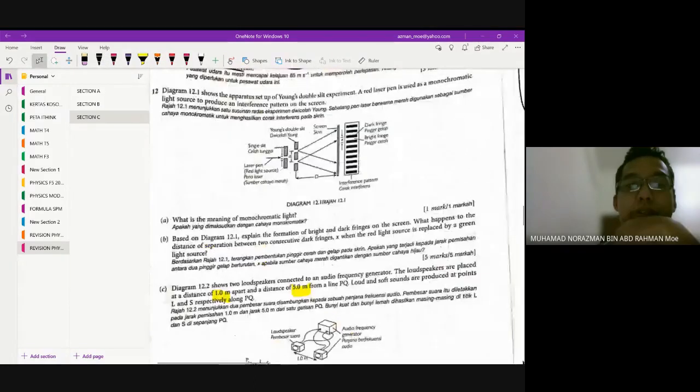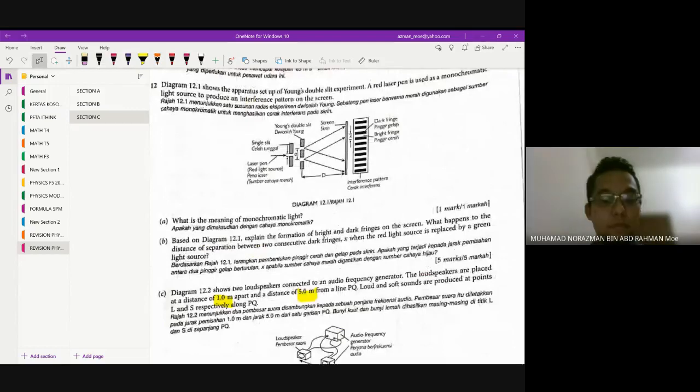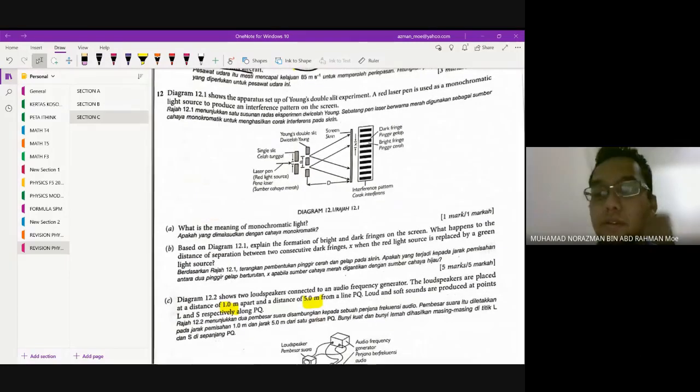Moving on to question 12. For question 12, double slit experiment. So this is wave, light wave. Let's read the question. Diagram 12.1 shows apparatus set up for Young double slit experiment. A red laser pen is used as a monochromatic light source to produce an interference pattern.